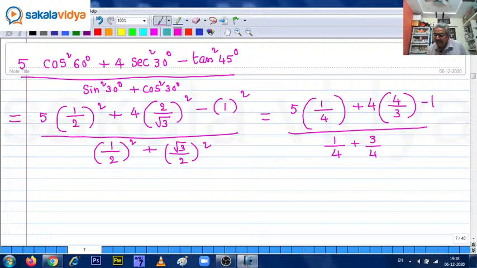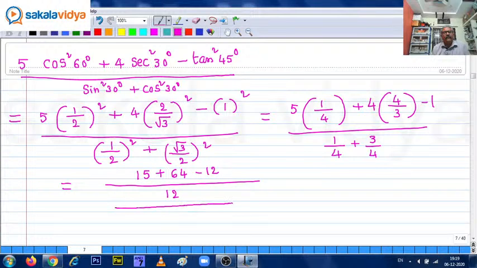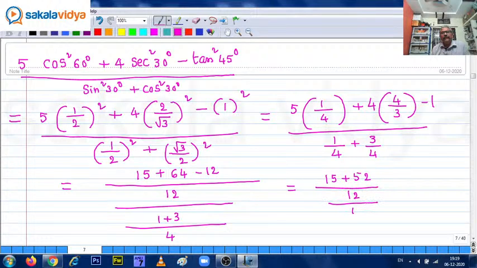So everything is completed. You can go, Mahesh Peddapati. This equals LCM 12. 3 into 5, 15, plus 4 into 4, 16, and minus 12, upon, here very interesting, 1 upon 4 plus 3 upon 4 is 4 by 4, 1 itself only. This is 15 plus 64 minus 12. 64 minus 12 means 52 upon 12 by 4 by 4. This is 67 by 12 by 1. Obviously 67 by 12. This is the answer. 67 by 12. Yes, Rajesh Gaud, Vijaya, Jaya Lakshmi. Check your answer.